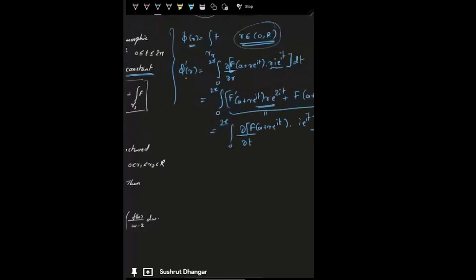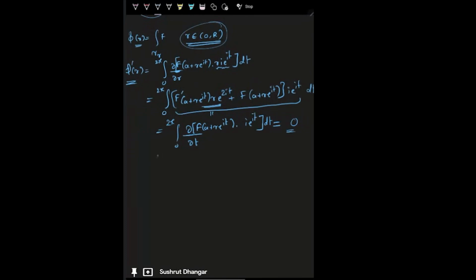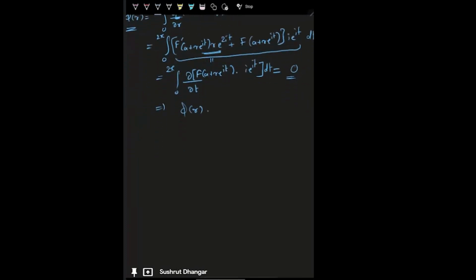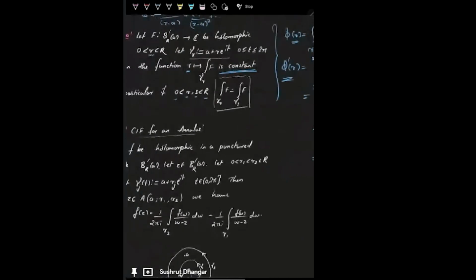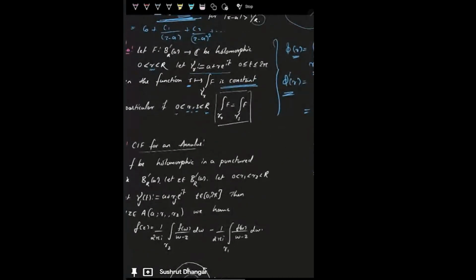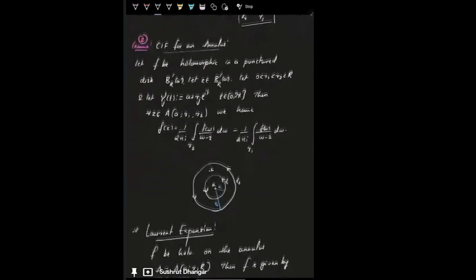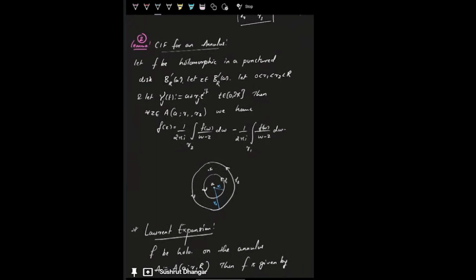So we have the derivative of phi with respect to r as 0. Hence, we can conclude that the function phi of r is constant. The function's value is constant throughout the open interval 0 to r. Hence, if I change the radius, my integral over this gamma will not change, and we will be using this lemma. Now the lemma 2 is the Cauchy integral formula for an annulus.